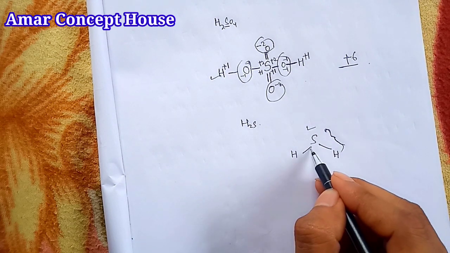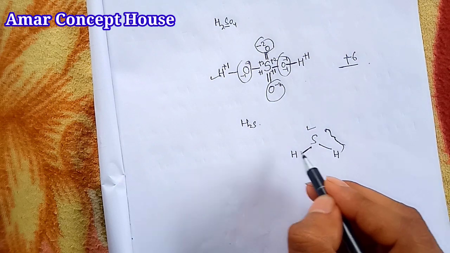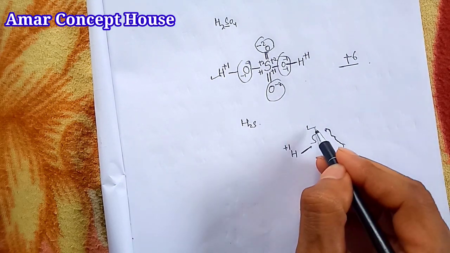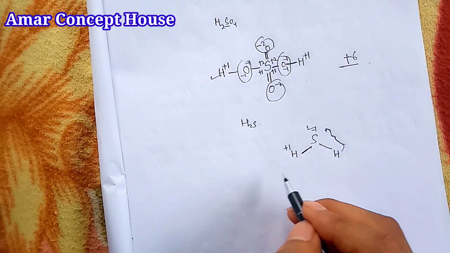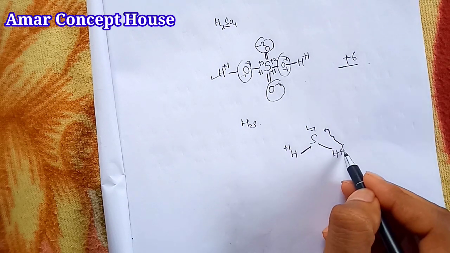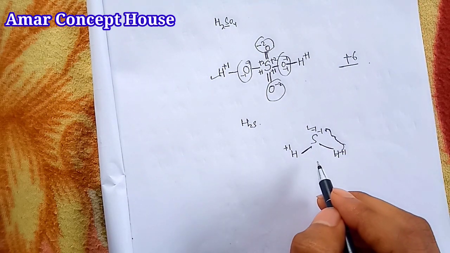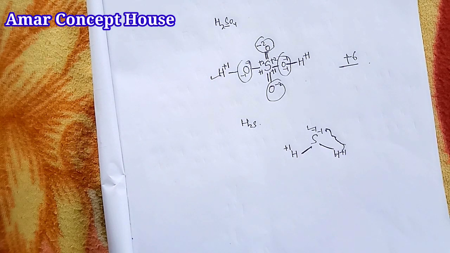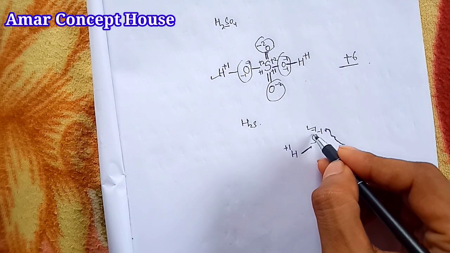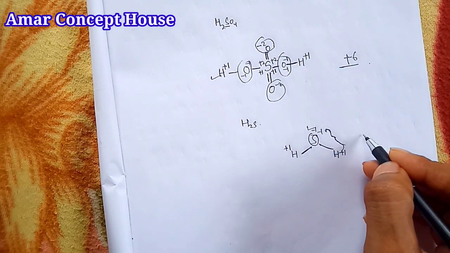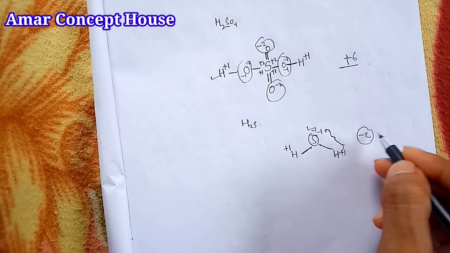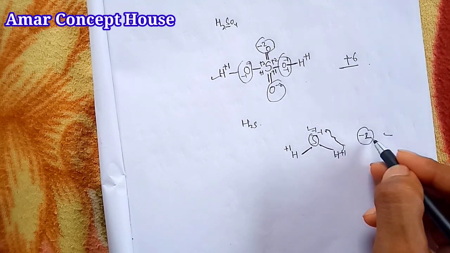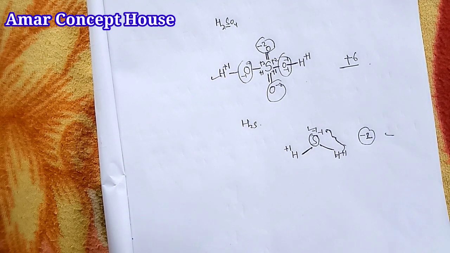So for this bond, hydrogen is +1, sulfur is -1 formal charge. And for this bond, hydrogen +1, sulfur -1. So what is the formal charge over sulfur? -1, -1, -2. So oxidation number is -2 in H2S. Oxidation number of sulfur is -2.